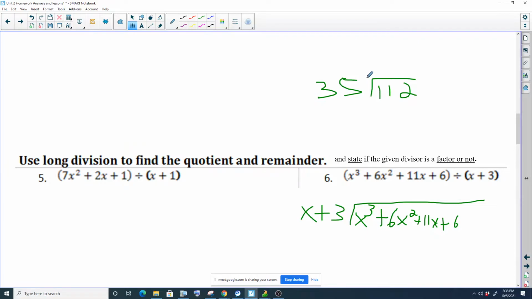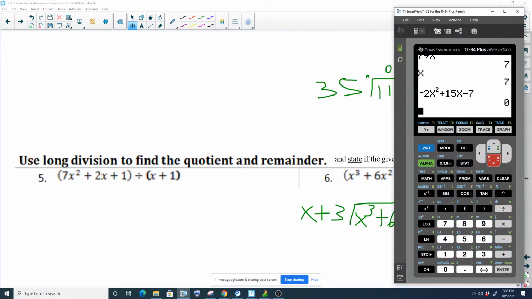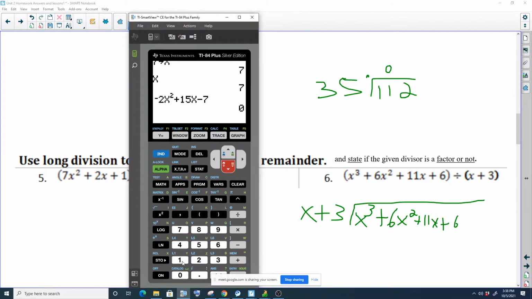Okay, so how many times does 35 go into 11? Well, 0 times. But how many times does 35 go into 112? Well, you could do it this way. You could do 112, and you could actually minus 35 a bunch of times. There's once. Because did you know division is just repeated subtraction? It sure is.